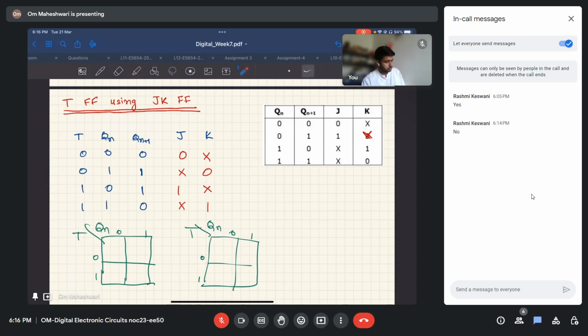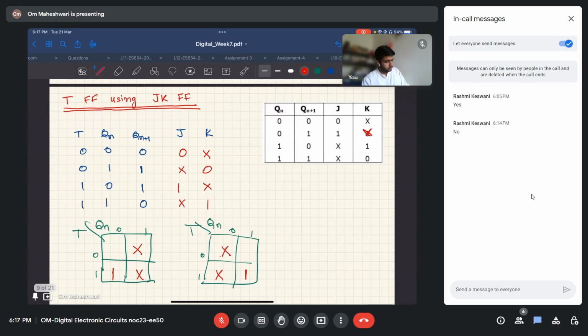Okay. So then it is cross and 0, 1. So 0, 1 is cross, I'll put cross. 1, 0 is 1. And 1, 1 is cross. Here 0, 0 is cross. 0, 1 is 0. 1, 0 is cross. 1, 1 is 1. For both we will get this.